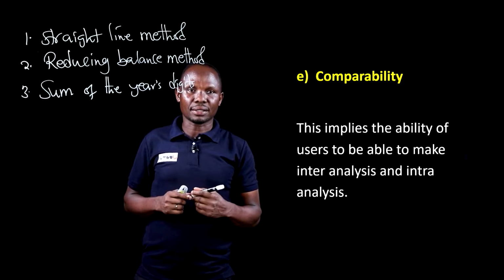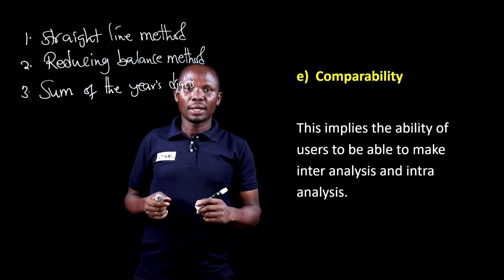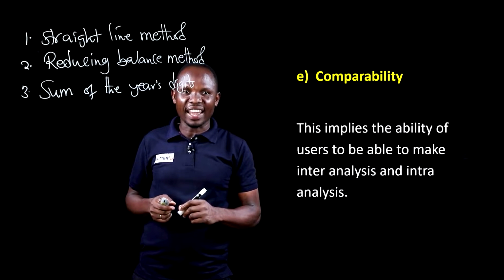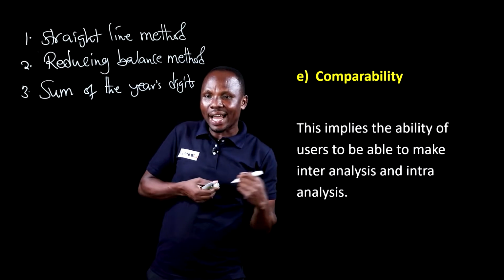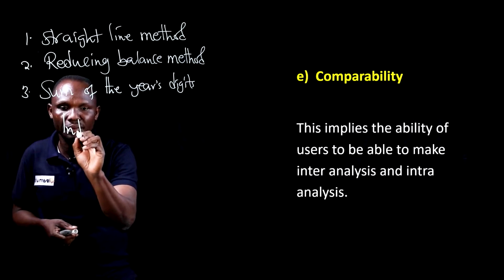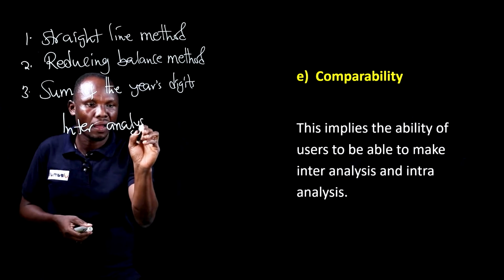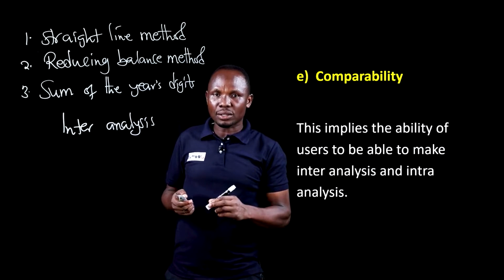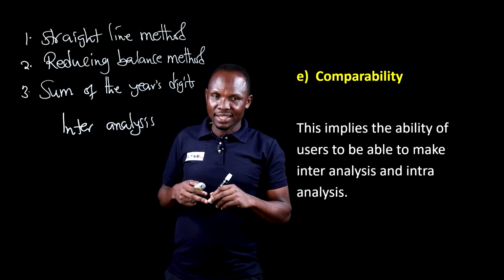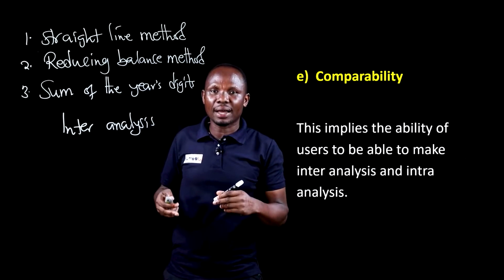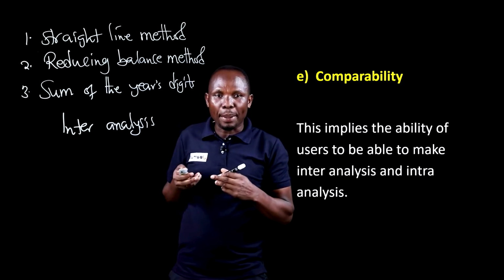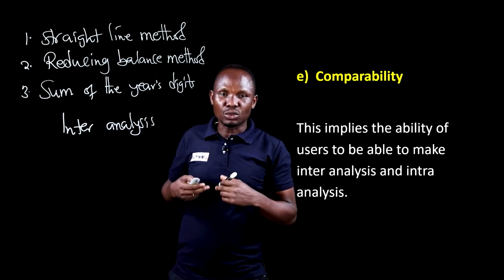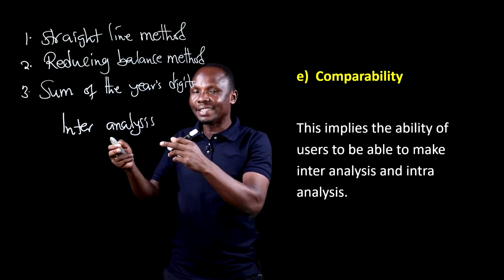The next characteristic is comparability. This implies the ability of users to be able to make inter-analysis and intra-analysis. With inter-analysis, we are comparing the performance of two or more entities that are in the same industry and have similar characteristics. For example, if we are comparing the performance of EcoBank in 2018 against the performance of Prudential Bank in 2018, then we are engaged in inter-analysis.